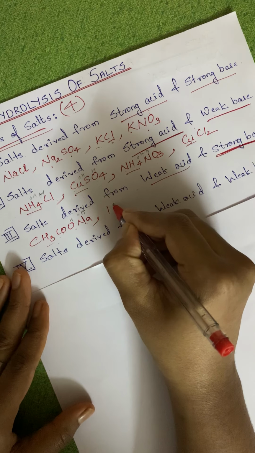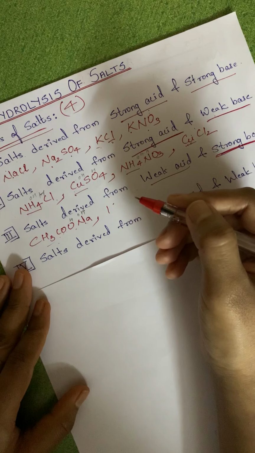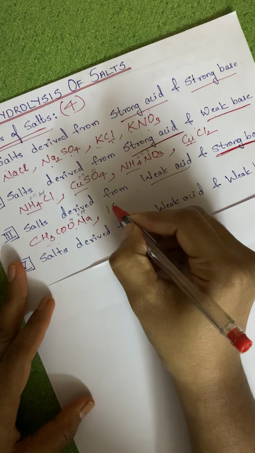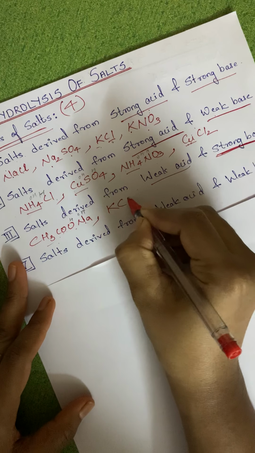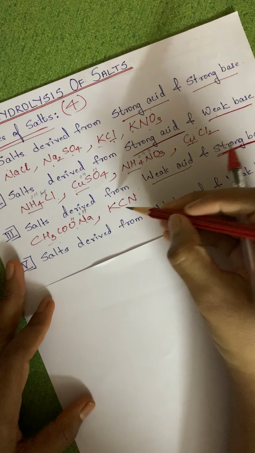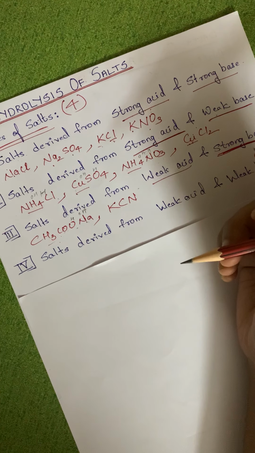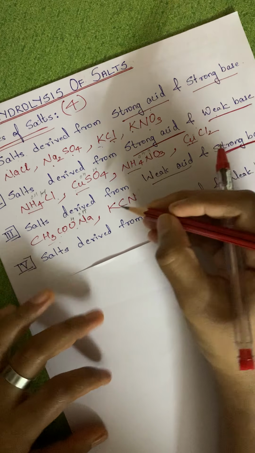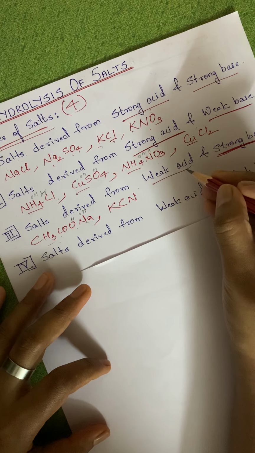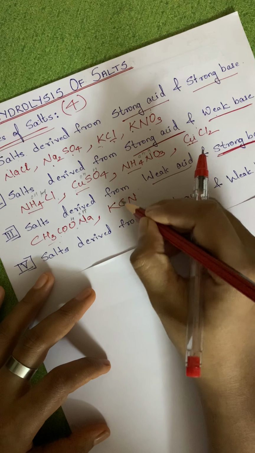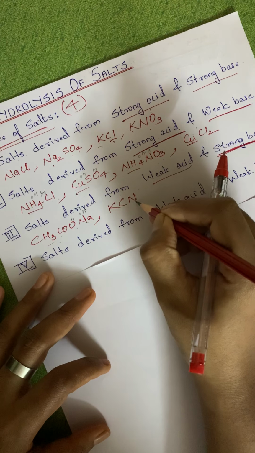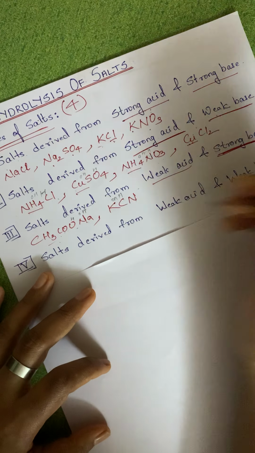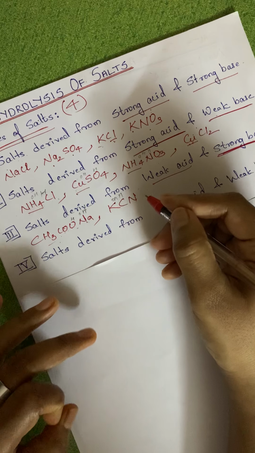Next, KCN. Now over here, what will be the weak acid and strong base? Weak acid will be HCN, and strong base will be KOH. Okay, so hopefully it is understood nicely.